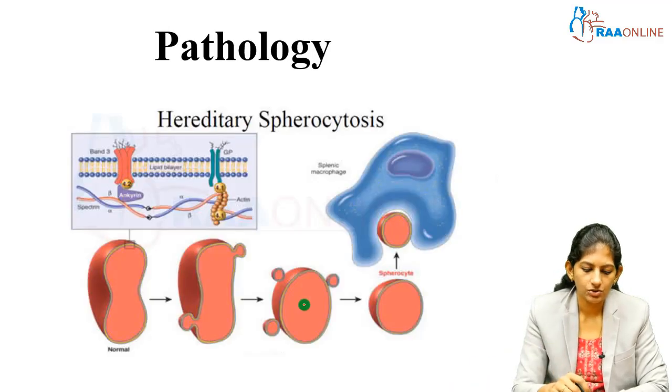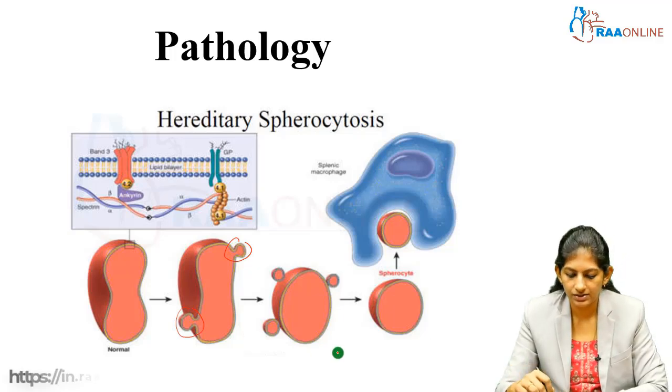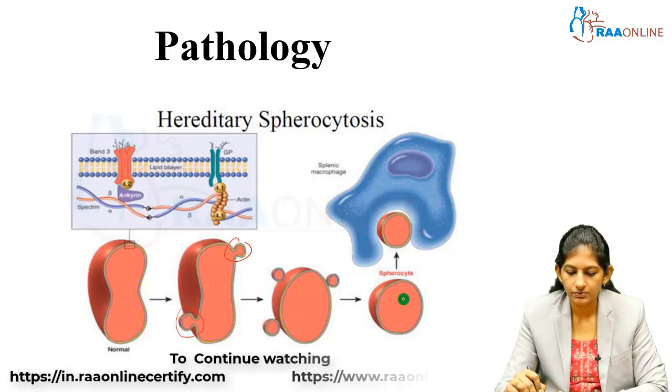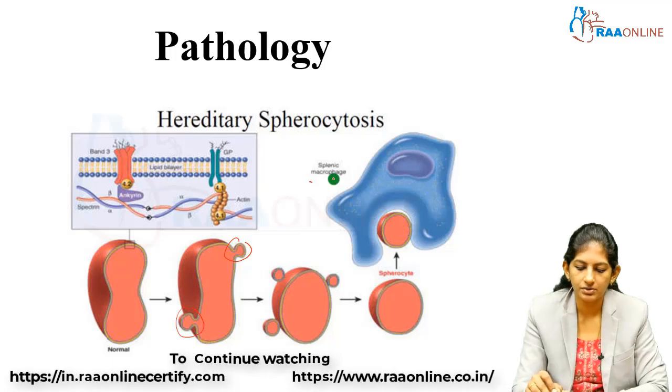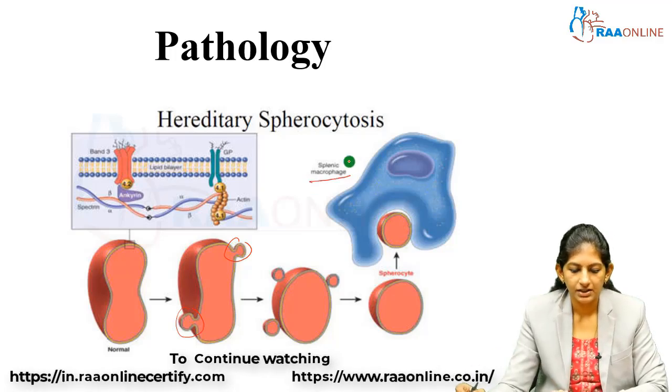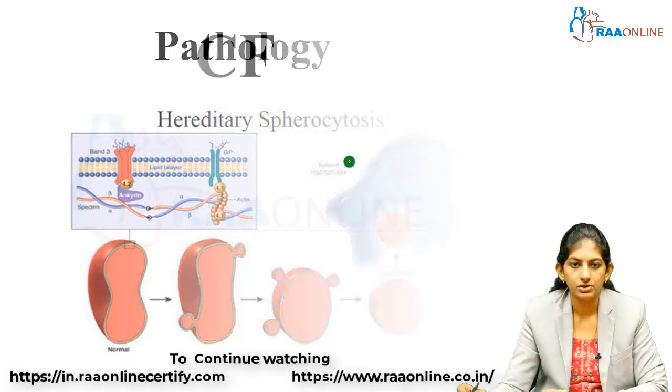Okay, so this is a normal RBC. Here you can see that the membrane cytoskeleton is damaged, all the microvesicles are coming out, and the RBC attains a very spherocytic or spherical structure. It becomes a spherocyte and gets entrapped inside the splenic macrophages. So, such a beautiful diagram.